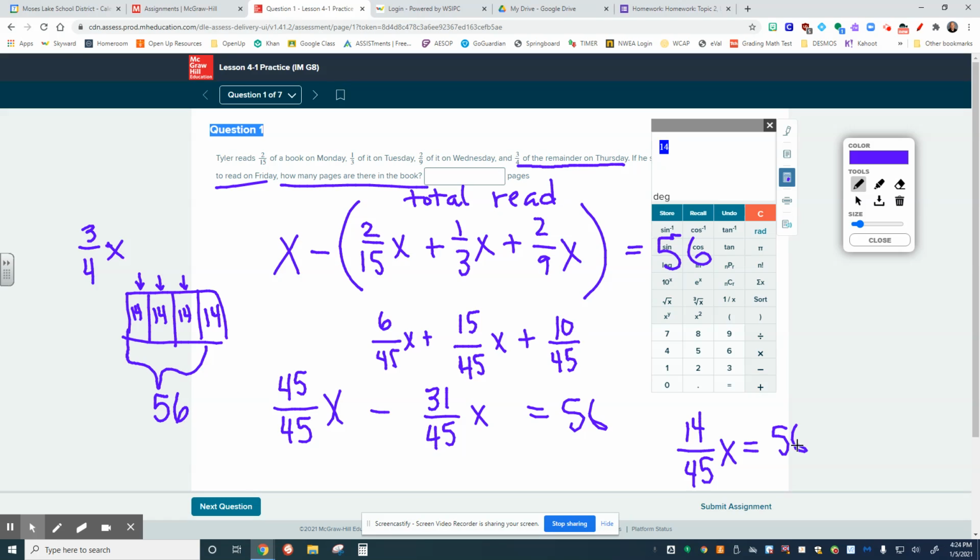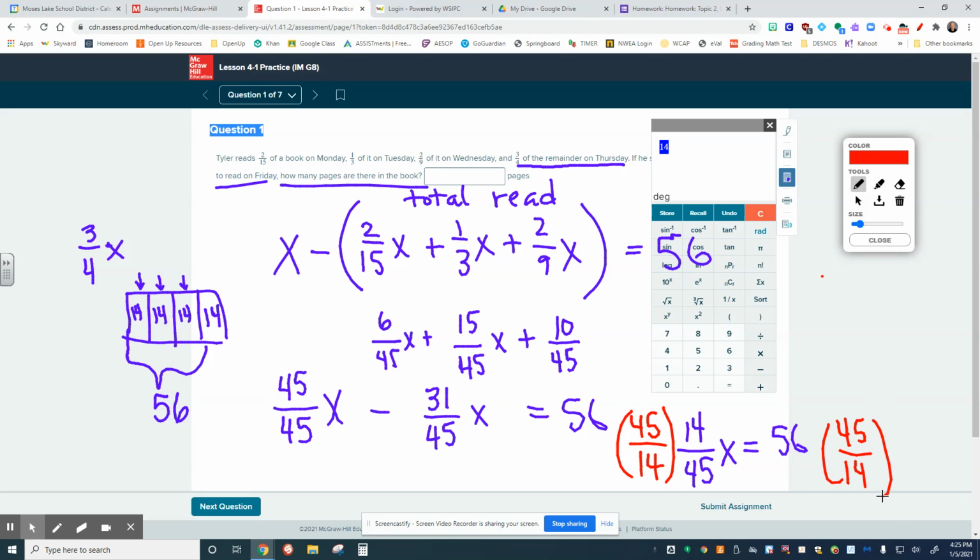What we know from past experience with math, dividing by a fraction is the same thing as multiplying by the reciprocal. So I'm going to change colors here just so you recognize what I'm doing. Multiplying by a reciprocal means that I'm going to multiply by 45 14ths. What this does is this gives me the coefficient is now equal to 1. When you multiply a fraction by its reciprocal, it equals 1. But I have to do the same thing on the other side, 45 14ths.